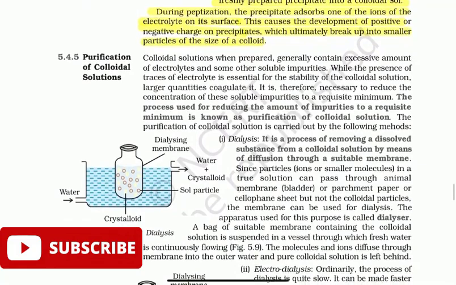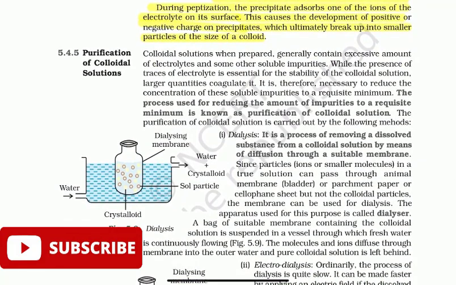size of a colloid. Colloidal solutions, when prepared, generally contain excessive amounts of electrolytes and some other soluble impurities. While the presence of traces of electrolytes is essential for the stability of the colloidal solution, larger quantities cause coagulation. It is therefore necessary to reduce the concentration of these soluble impurities to a requisite minimum. The process used for reducing the amount of impurities to a requisite minimum is known as purification of colloidal solution. The purification of colloidal solution is carried out by the following methods.